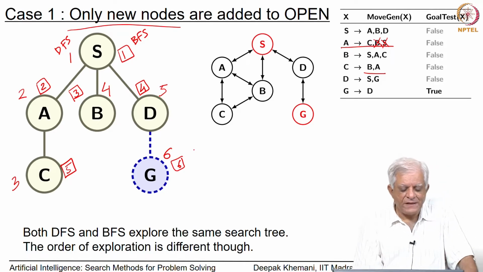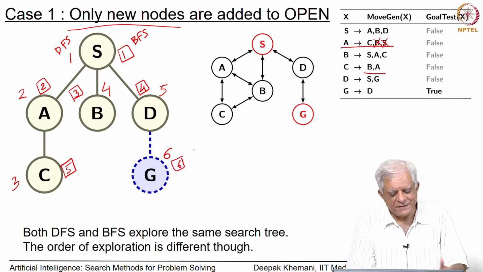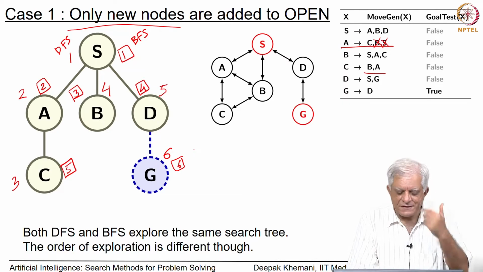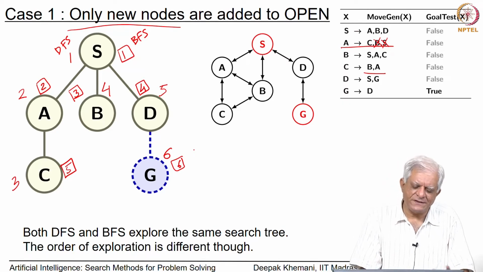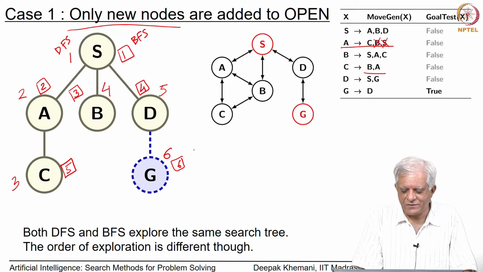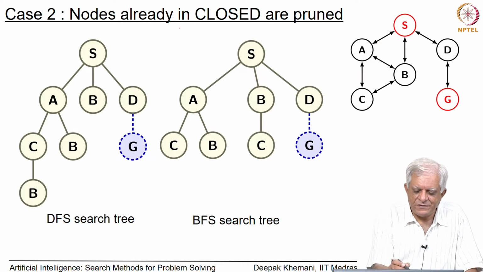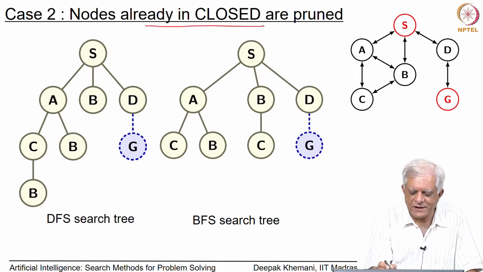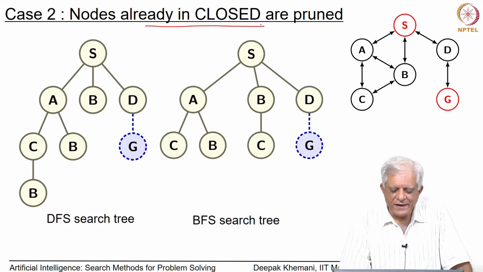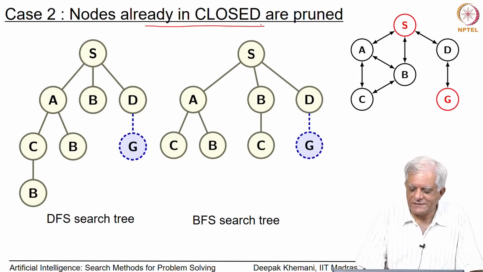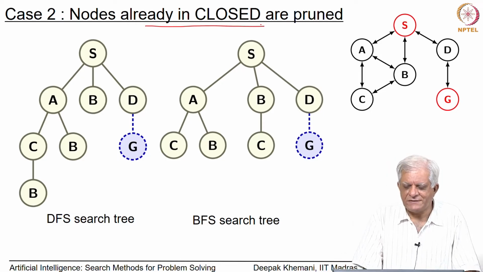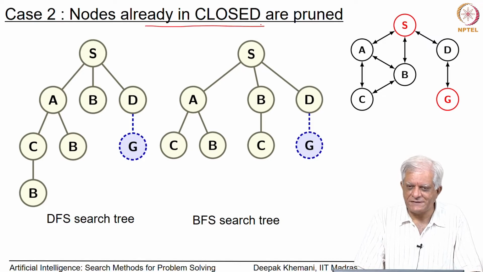So you can see that the behavior of the two algorithms is different, but in this particular example they generate the same state space. Now, this is the smallest search space you can generate, because you are pruning everything that you have either seen before or added to open before. So let us look at some variations here. In case 2, we only look at nodes which are already in closed and we do not add them again. The state space is still the same, but as you can see here, the search spaces generated by the two algorithms are a little bit different.